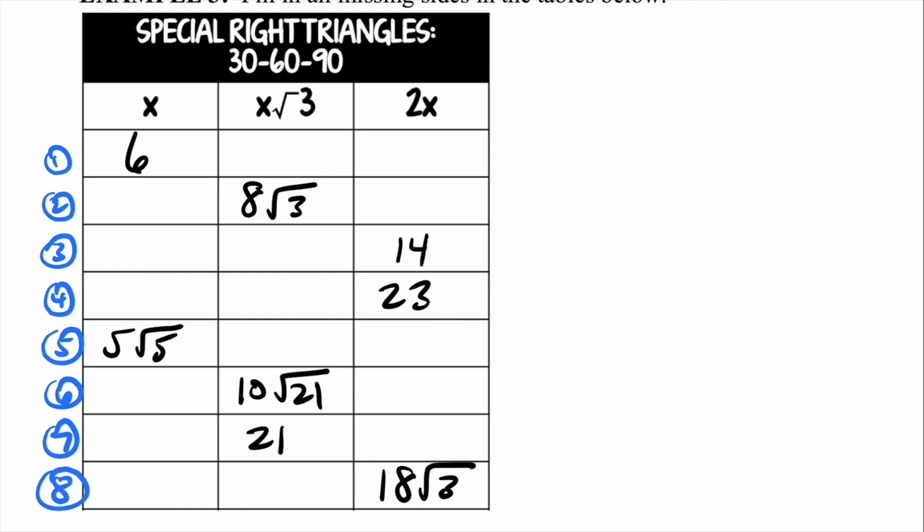They each represent a different 30, 60, 90 triangle. So for each row, I gave you one piece of information, either a short leg or a long leg or a hypotenuse. So like number 1, I gave you 6. Is 6 the short leg, the long leg, or the hypotenuse?